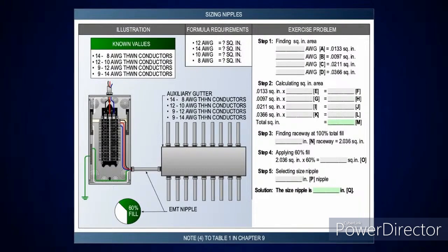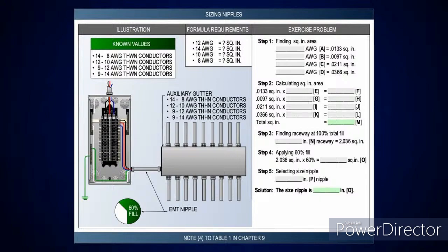So you got your nipple here. We're showing you 60% fill. Now, if you look back at your old, when we were just doing conduit fill, it was at what? 40%. Right. Okay. This one's at 60% because it is a nipple. And remember, the nipple is 24 inches or less. You can go look at chapter 9, table 1, note 4. It'll tell you all that.